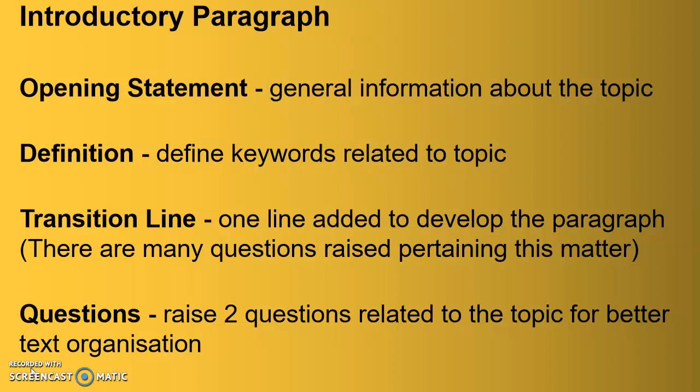Next part would be the definition. When you define keywords related to the topic, it makes it easier for your reader to understand what it is all about and what your writing is going to be about. The third element would be the transition line, which is one line added to develop the whole introductory paragraph before you move from the definition to the questions. As an example, it would be, "There are many questions raised pertaining to this matter."